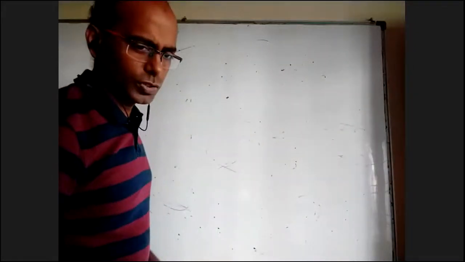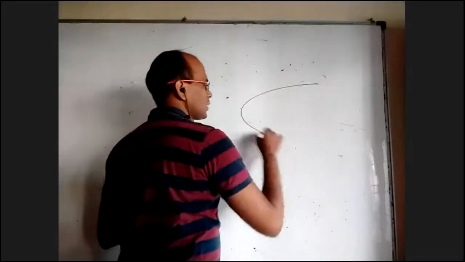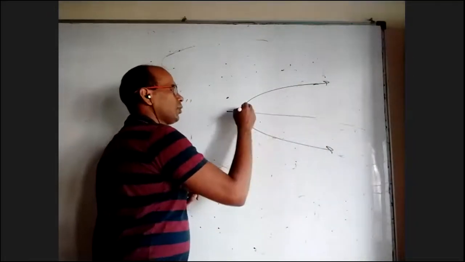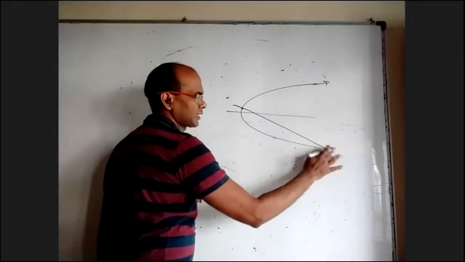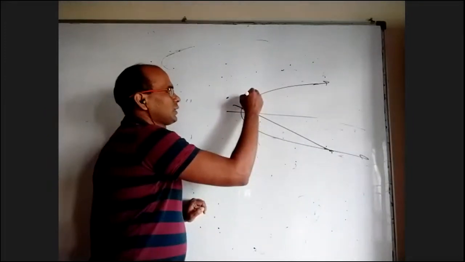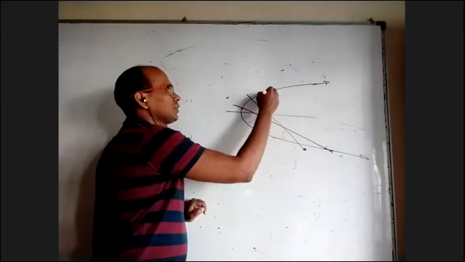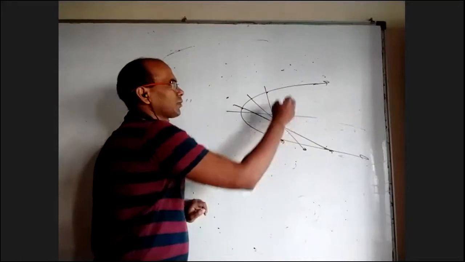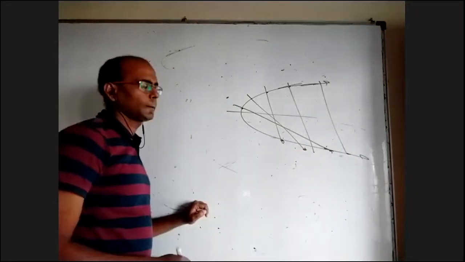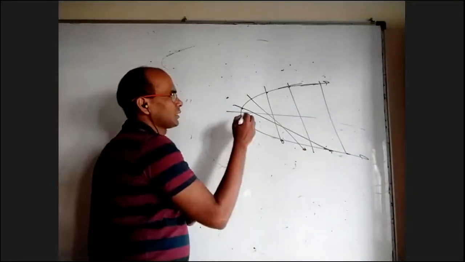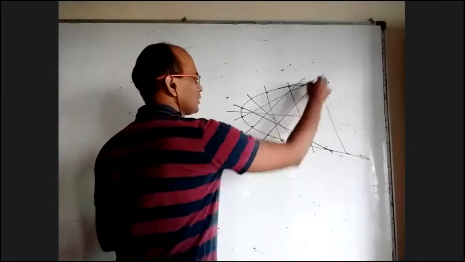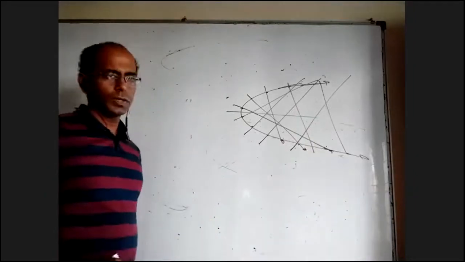I'll just ask one question, and if you answer that, we'll stop this class. You take a point here and draw the normal. It will intersect somewhere here. You take a point here and draw the normal, it intersects somewhere here. You take another, it intersects somewhere here. Similarly, if you take the normal here, it may be like this. Normal here like this. Normal here like this.